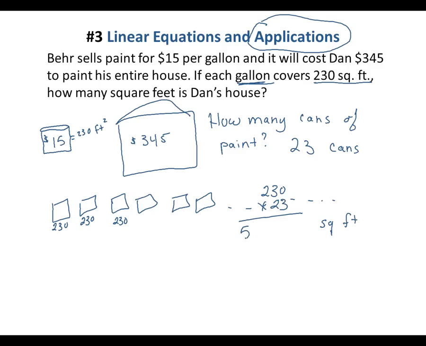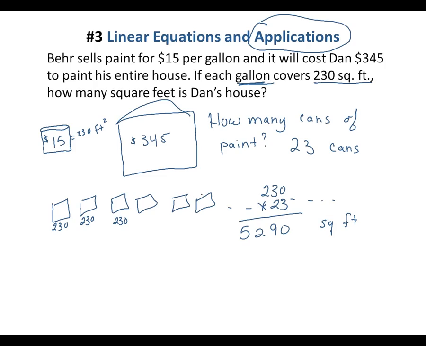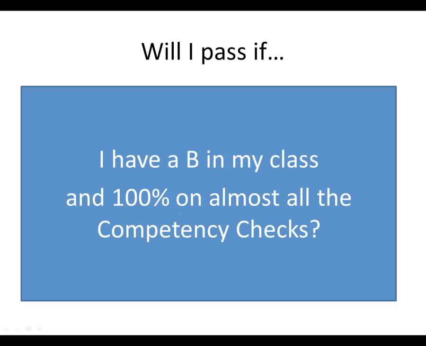So each can covers 230 square feet, doesn't it? I have 23 cans. Can I draw 23 cans? Okay, I have 23 cans. Each one covers 230 square feet. Do you guys understand that? Oh, you're right. We have to multiply. 230 for each one can times we bought 23 cans will tell us the total amount of square feet, won't it? So I think you guys can multiply that out for me.